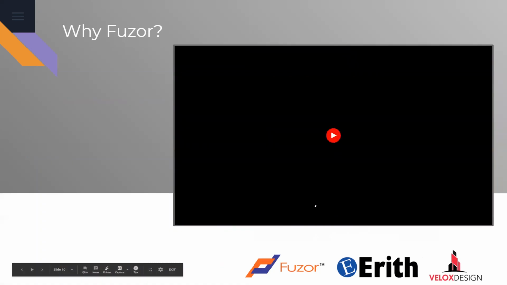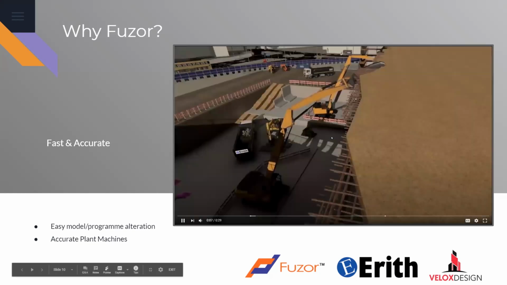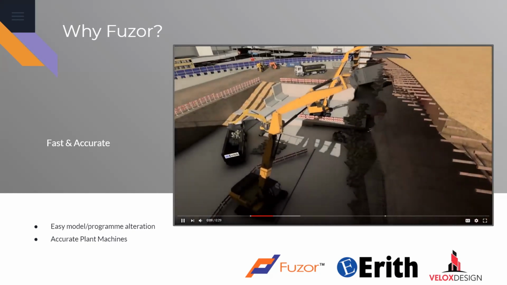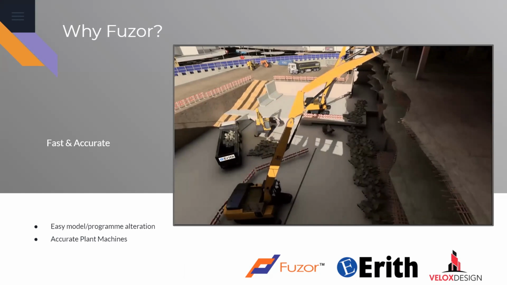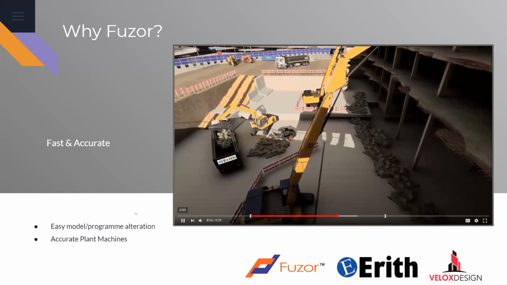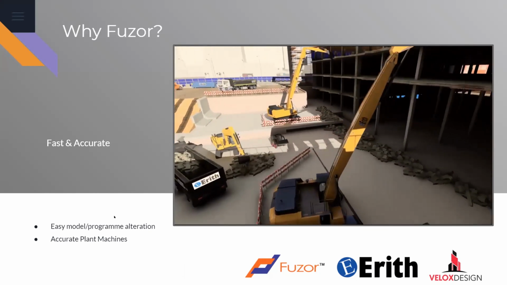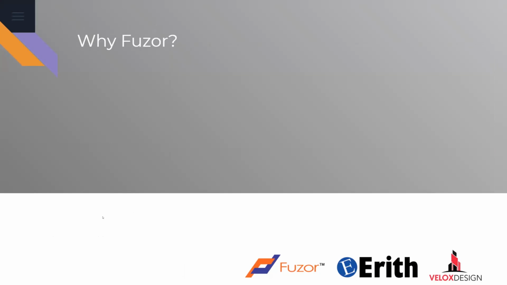As I was mentioning earlier, it is fast and accurate, and program alteration is very easy. And of course, the plant machines are quite accurate as well. This makes creating the program quite detailed, and it also lets us check the logistics prior to going on site. And of course, the client can also see exactly what's happening and what will happen.